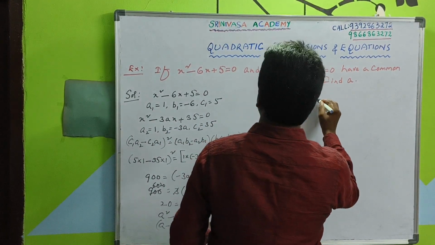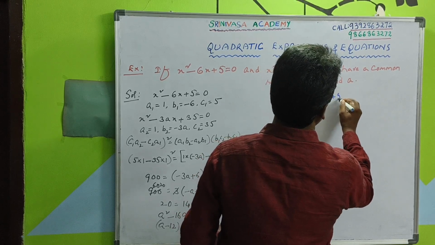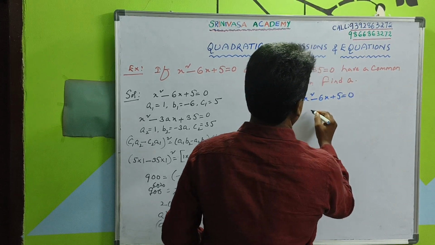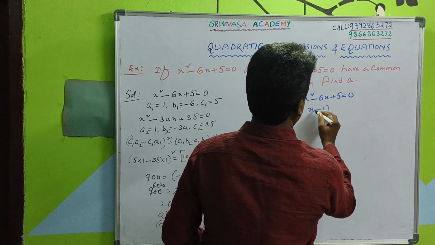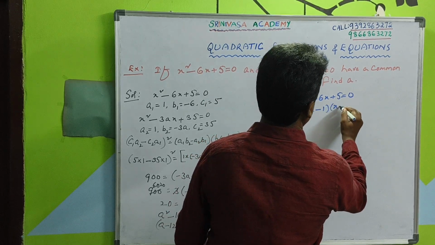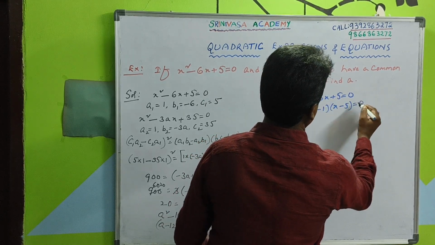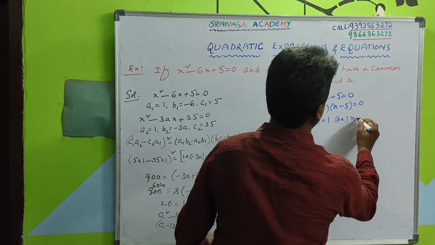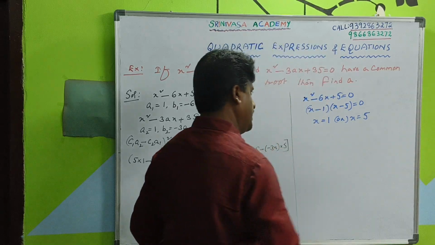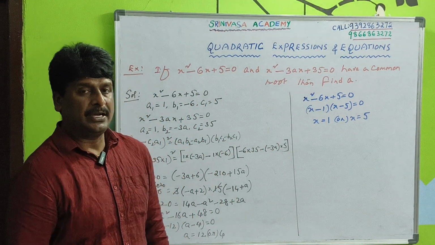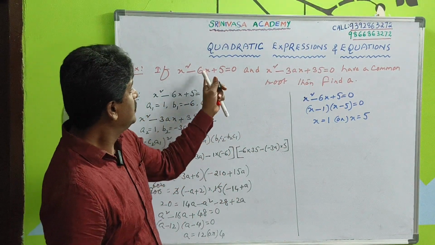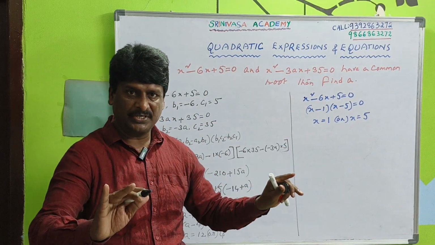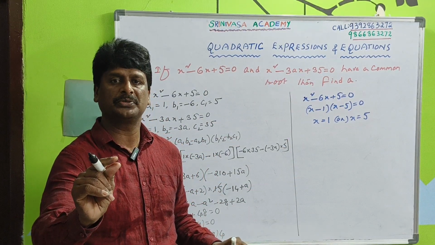x square minus 6x plus 5 is equals to 0. Roots are, these are factors. x is equals to 1 or x is equals to 5. My dear friends, according to the question, these two quadratic equations have a common root.